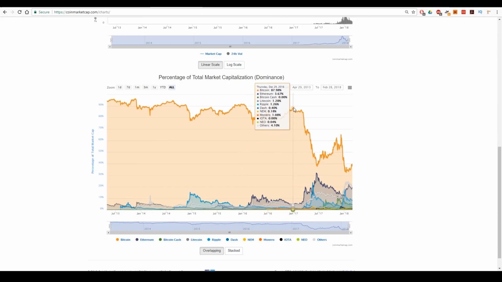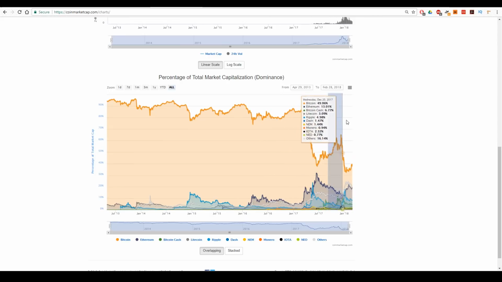So if we have a look up here, we'll look at December the 24th, 2016. We can see Bitcoin held 87.6% of the total market, Ethereum 3.86%, Bitcoin Cash 0, because Bitcoin Cash didn't exist at that time, Litecoin 1.2%.